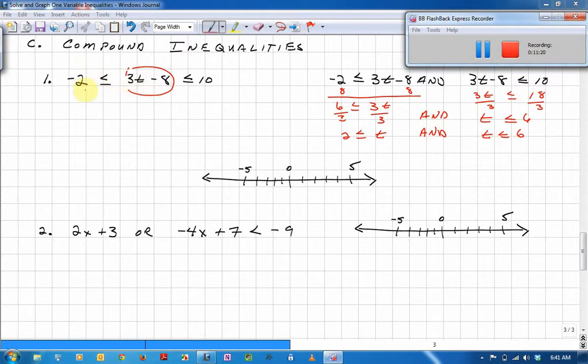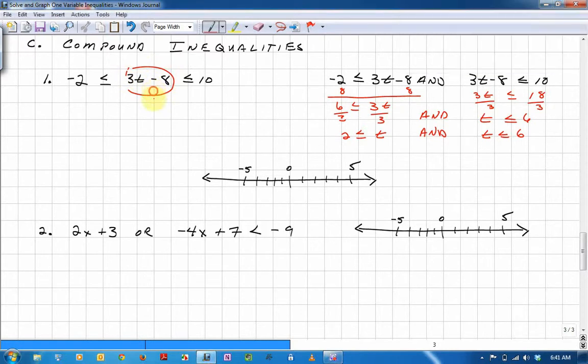Now, what's good about this abbreviated way of writing an and is that I could say, okay, in the middle here I have a -8. That's where my t is, my variable. So I'm going to add 8 to the middle. But I'm also going to add it to each of the other sides too. If I do it to the middle, I have to do it to the other two sides. And so when I add that, this side will be 6. And this right side will be 18.